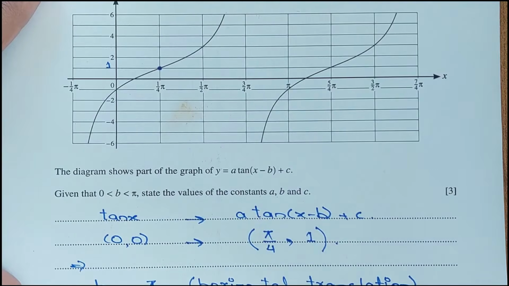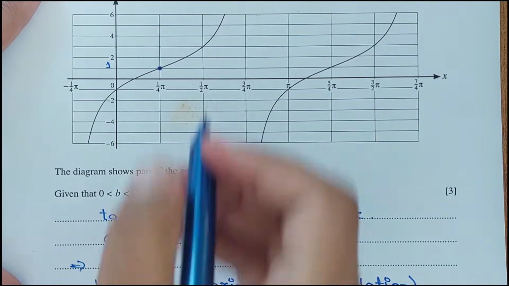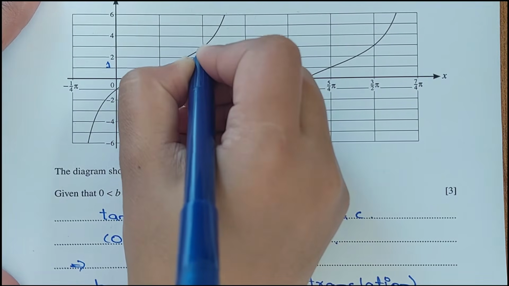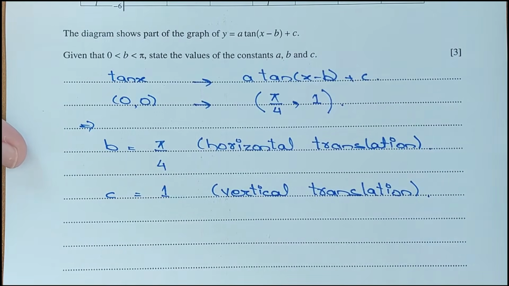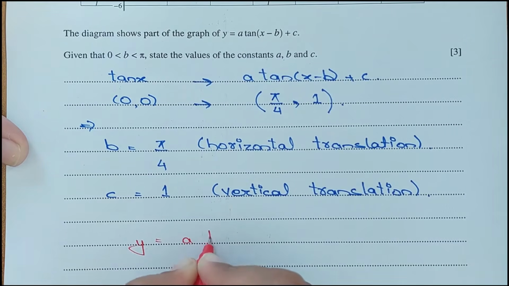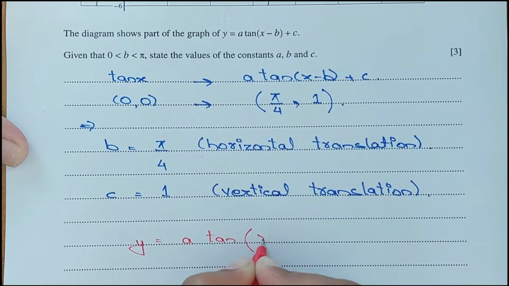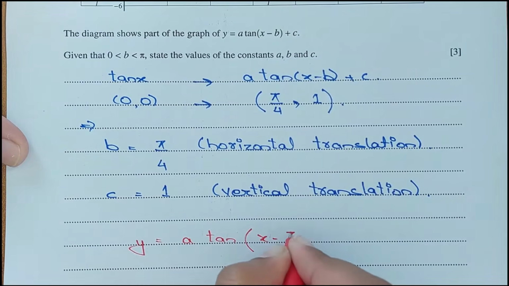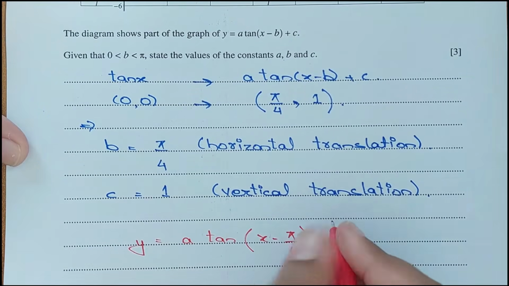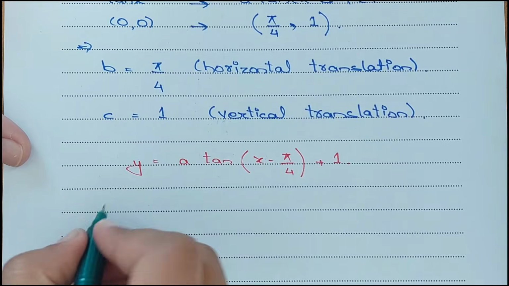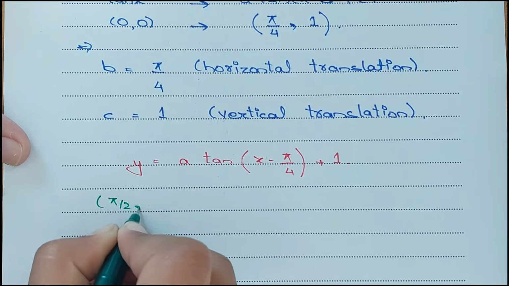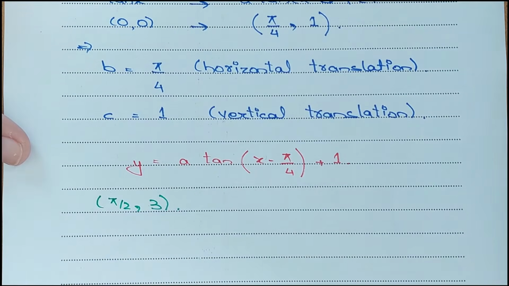Right. Let me take another point to get the a value. If we take this point, pi by 2 and 3, we can easily get the a value. So we have y equals a tan x minus the b value, which is pi by 4, plus the c value, which is 1. And we have the point pi by 2 and 3. Substituting this point, we can easily get the a value.